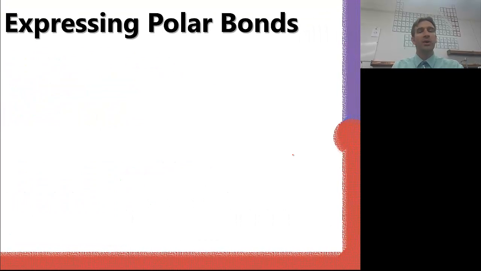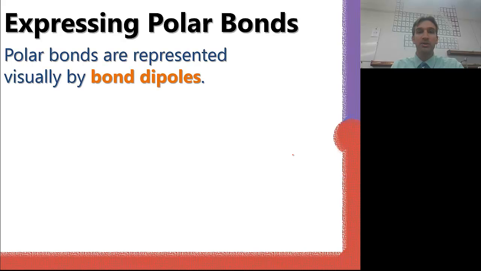Now, when we have a bond that is polar, we have to have a way of indicating that difference of electronegativity, because it's going to reflect the way that this thing behaves outside the molecule. The way that we can do this is with something called a bond dipole. Now, a bond dipole gives a couple of specific pieces of information. The bond dipole will tell us the direction of the more electronegative atom. So where is that electronegative side of the bond? And it also tells us the magnitude of the bond.